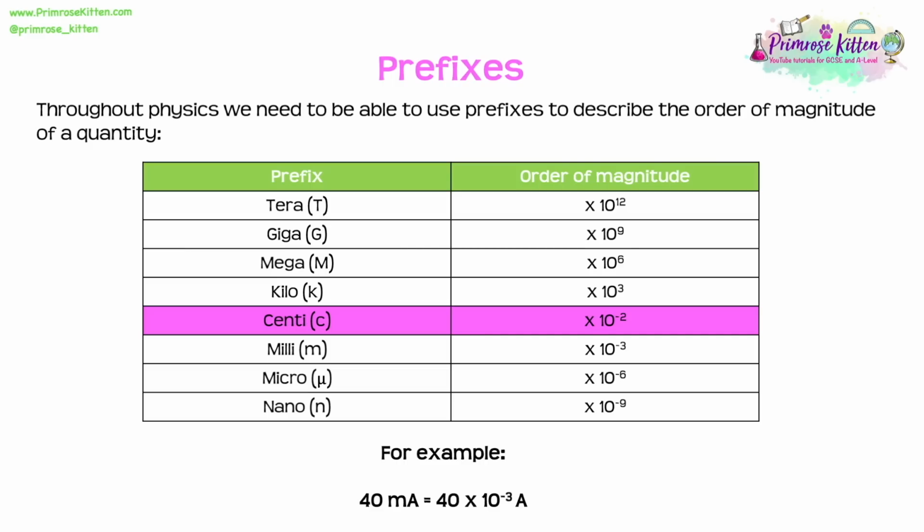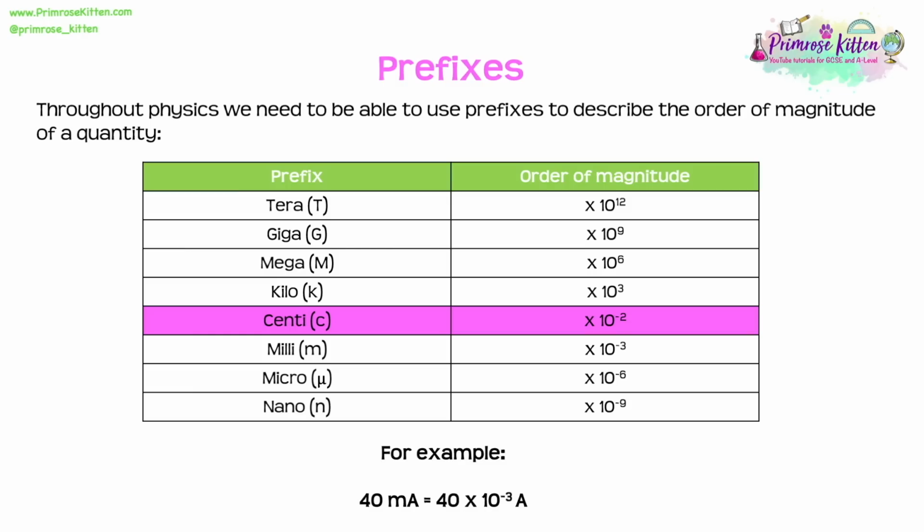So we need to know that tera means times 10 to the 12. It's a very big number. Giga is times 10 to the 9, mega is times 10 to the 6, kilo is times 10 to the 3, centi, like centimetre, is times 10 to the minus 2, milli is times 10 to the minus 3, micro, which is this little Greek symbol, a bit like a curly U, is times 10 to the minus 6, and nano is times 10 to the minus 9.